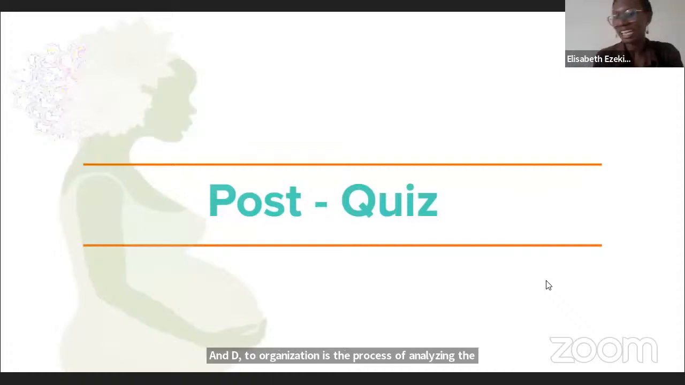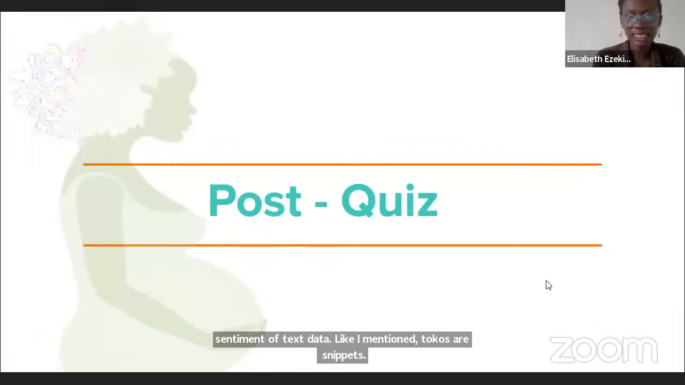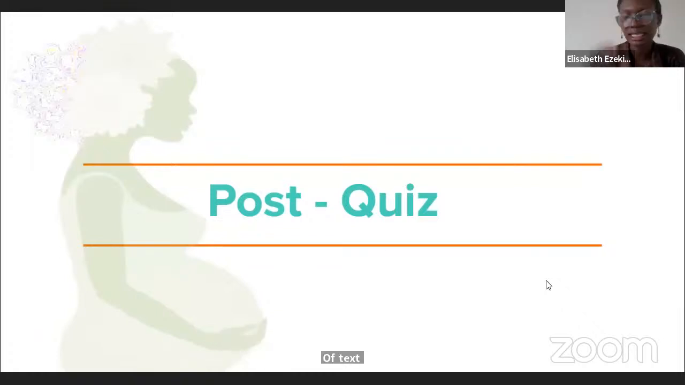Like I mentioned, tokens are snippets of text, and tokenization is the process of breaking down text into smaller units called tokens, such as words or phrases. The correct answer is B.